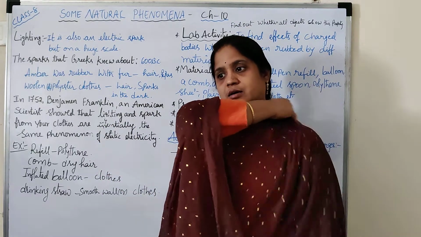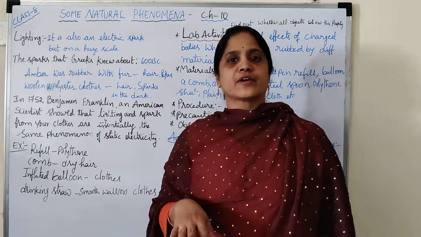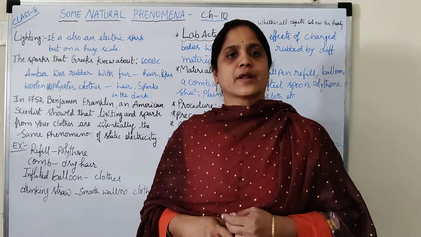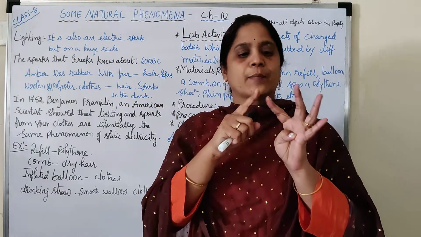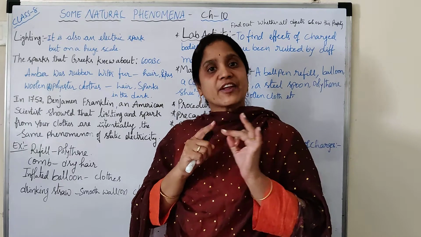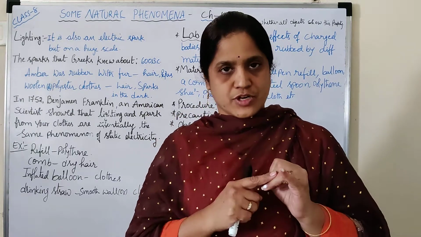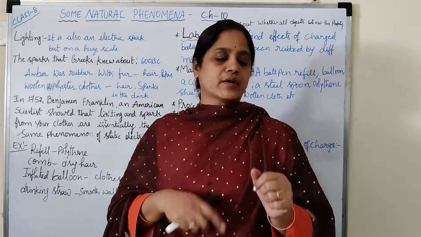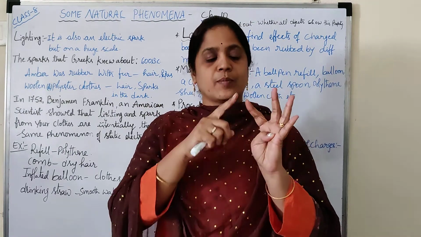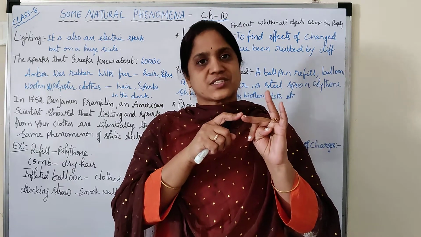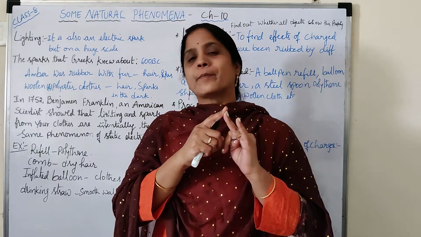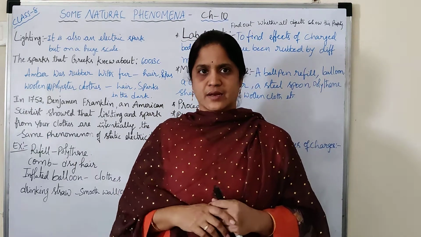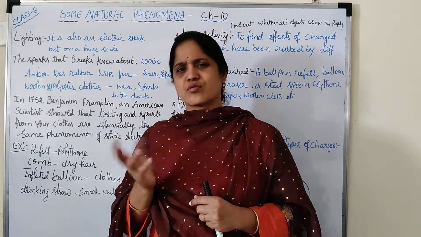For that, you have to take some objects which are available for us. First you take one plastic scale, plastic comb, and a refill, and one more thing, a straw. Once again I am repeating, you have to take these things: plastic scale, plastic comb, plastic straw, and balloon. These four you take. First you take the plastic scale, or you take a comb, no problem.